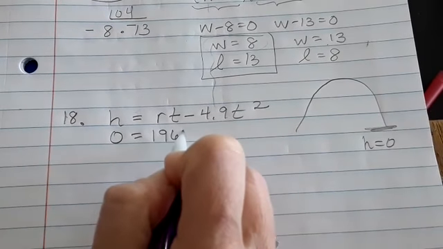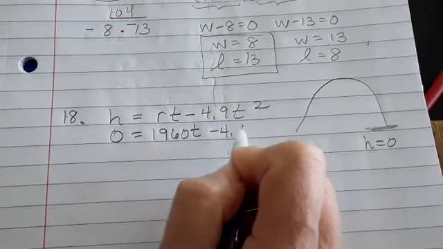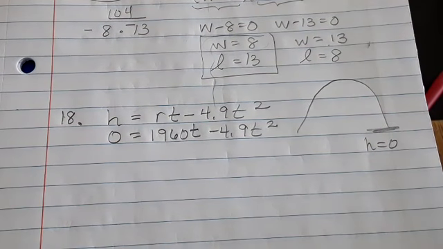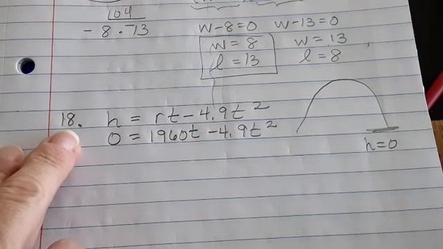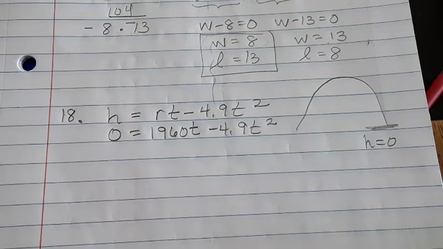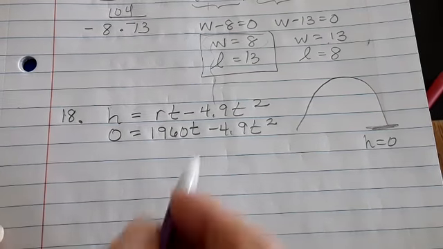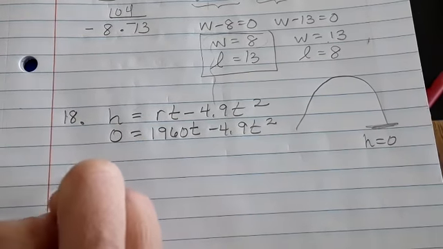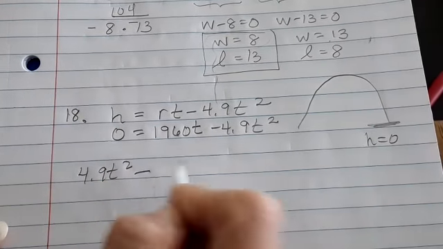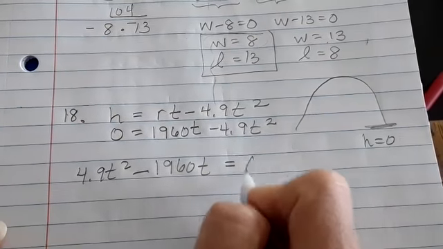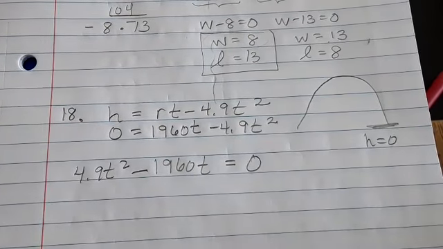Rate 1,960, time is missing. Shall we swap sides to get that t squared to be positive? Just bring everybody over. If all of these are brought over to the other side, that just changes their signs. So what would they be over here using inverse operations? 4.9 t squared minus 1,960 t. That would be a minus over here. So we've got it set equal to 0. That's what we want.